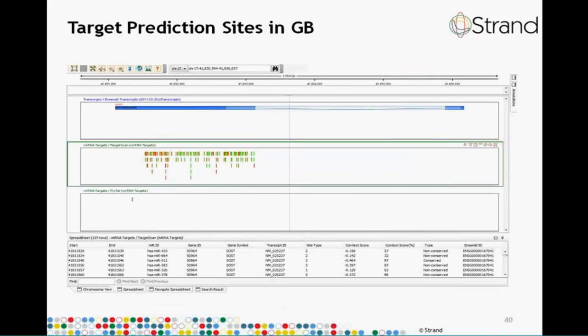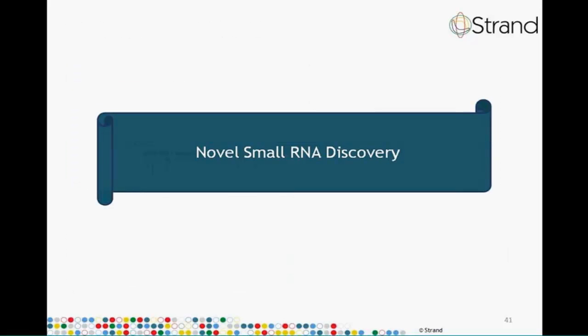The target predictions will also be available as a track in the Genome Browser. The spreadsheet of the target prediction sites is shown at the bottom in the Genome Browser, and it contains all the information present in the original site, including the context score, whether it's conserved or not, etc. All of those parameters can be used to color, filter, and browse the target prediction sites within the Genome Browser.